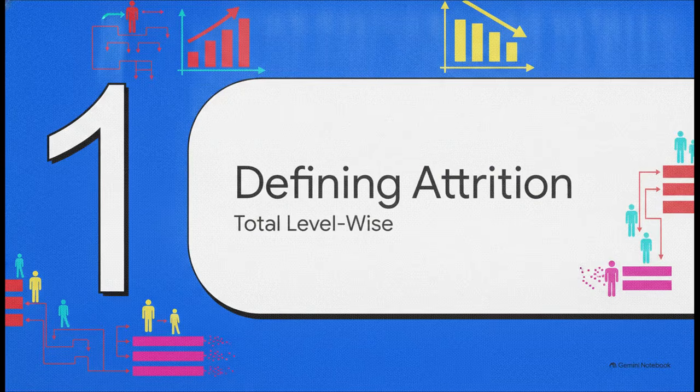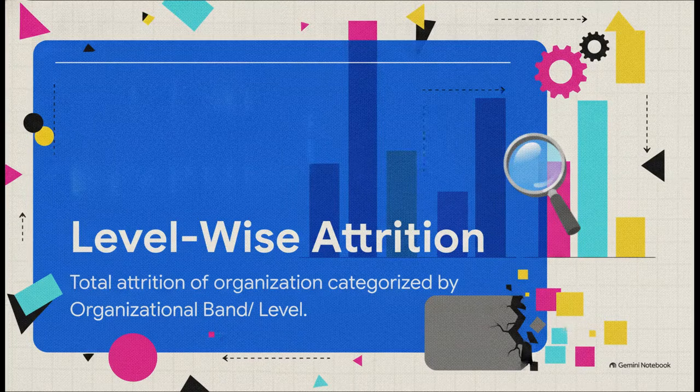All right, Section 1, defining total level-wise attrition. So the baseline definition here is actually remarkably clear. Level-wise attrition is the total attrition of the organization, categorized by organizational band or level. But what does that actually mean in the real world?